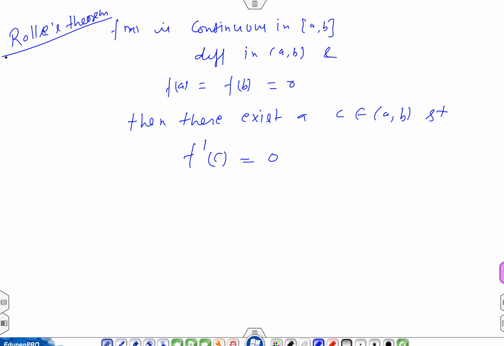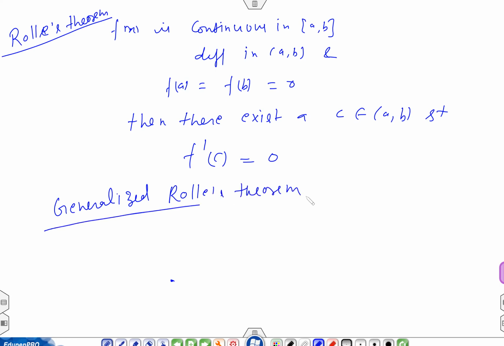This is Rolle's theorem. Okay, there is a generalized Rolle's theorem. What is generalized Rolle's theorem? If x0, x1, x2, xn are points inside the interval, same condition: f of x is a function continuous inside the interval a b, differentiable inside the interval a b, and f of x0, x1 up to f of xn is equal to 0.